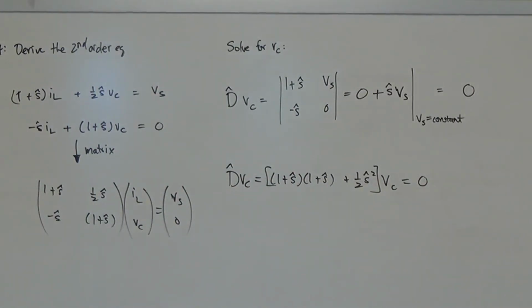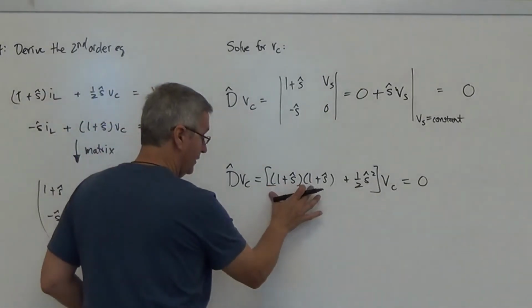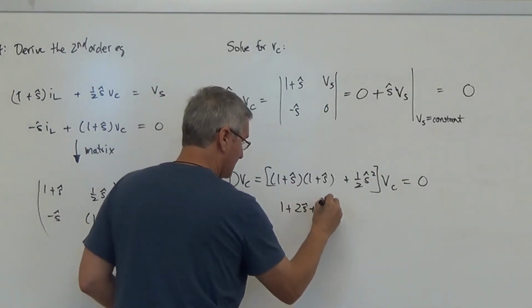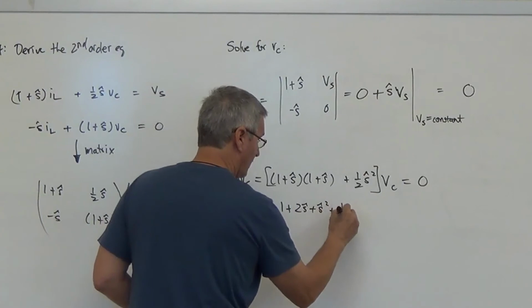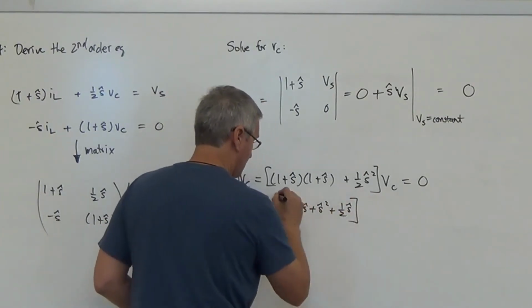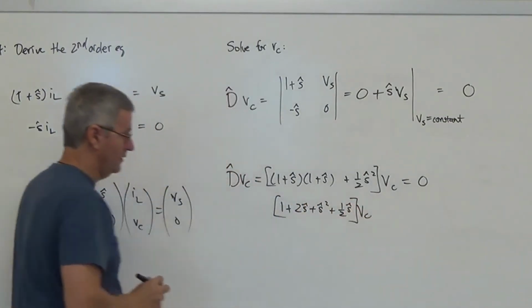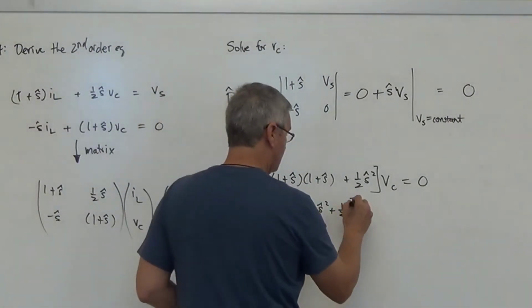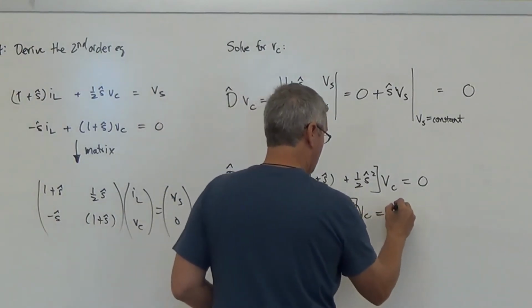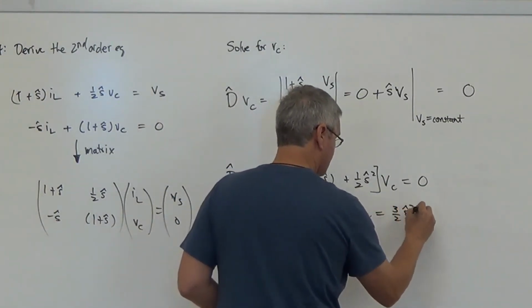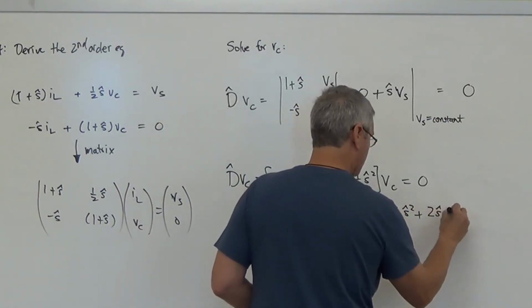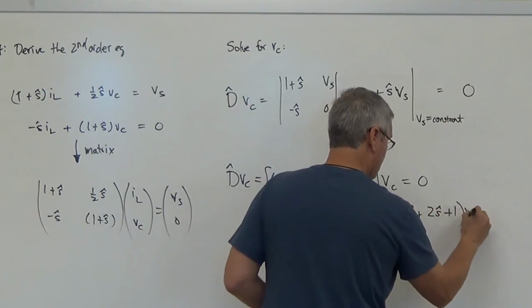So now I'm going to do the algebra. I'm going to get 1 times 1. I'm going to get 1 plus 2s hat plus s hat squared plus 1 half s hat. Then I'm going to collect my terms. So I'm going to get 3 halves s hat squared plus 2s hat plus 1, VC.